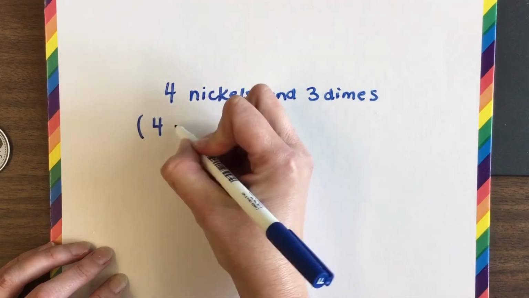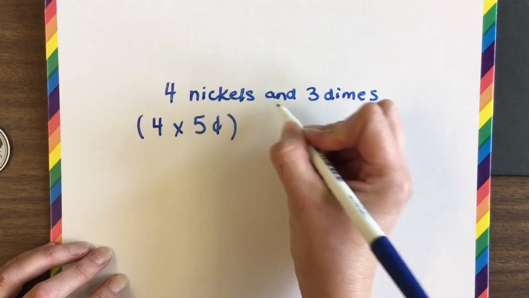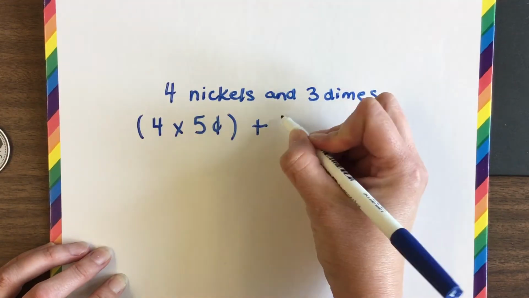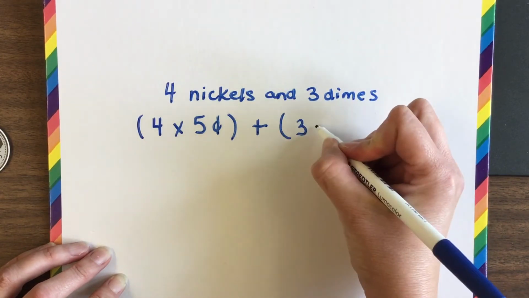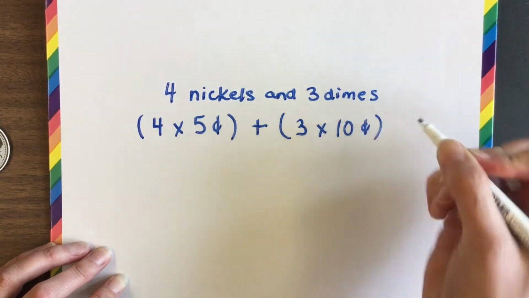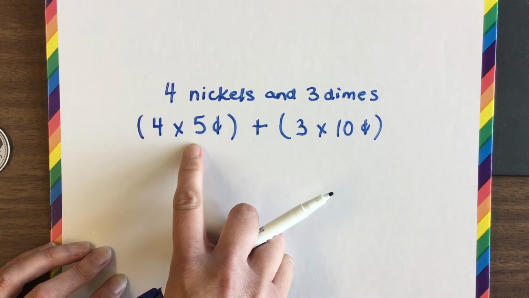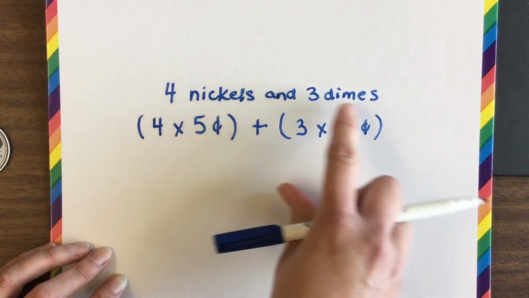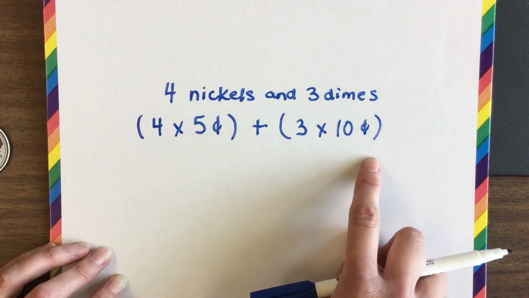So that's 4 groups of 5 cents. And means plus. How many dimes do I have? I have 3 groups of 10 cents. Do you see how I did that? I took how many nickels I have, I have 4 nickels, and I put how many dimes I had. I had 3 dimes. Now I have an equation to help me figure this out.